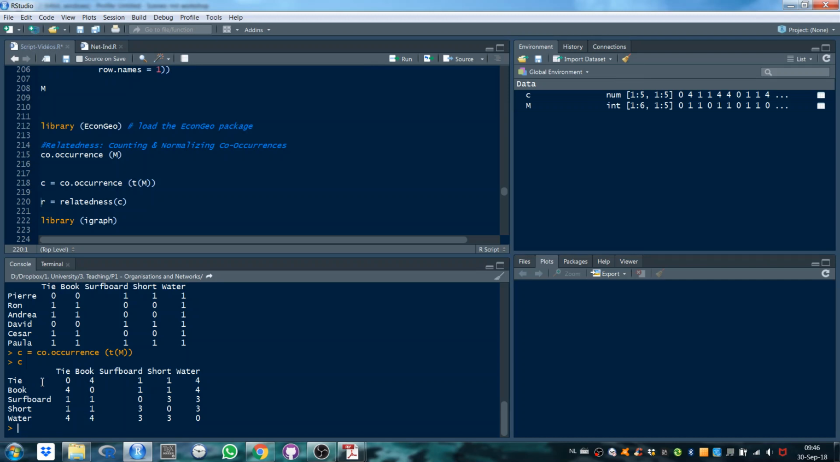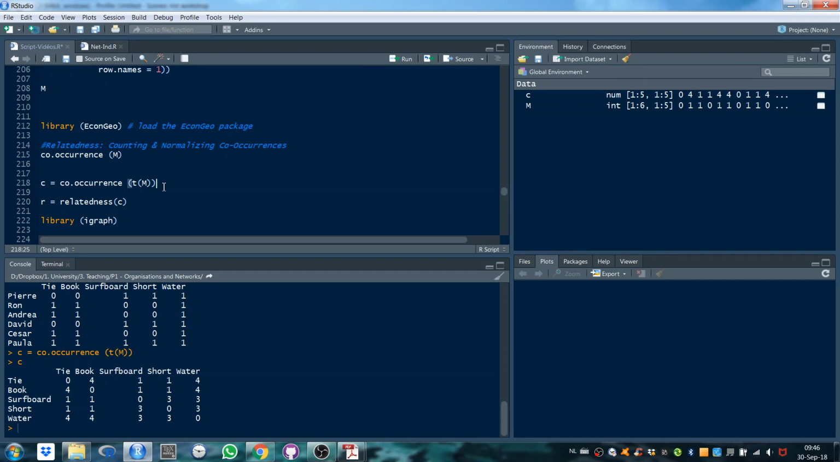So what we see is that books and tie tend to be bought very frequently together. You see, Ron bought a tie and a book, Andrea bought a tie and a book, Cesar bought a tie and a book, Paola bought a tie and a book. That's why you get a four here. A tie and a surfboard, on the other hand, don't go together very often.